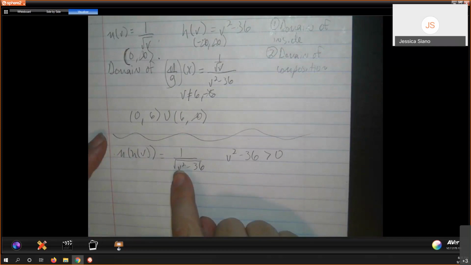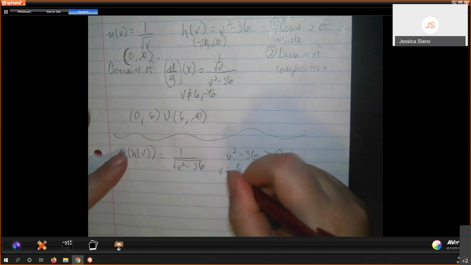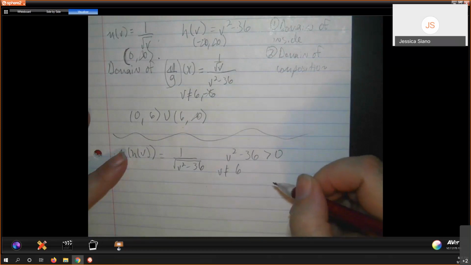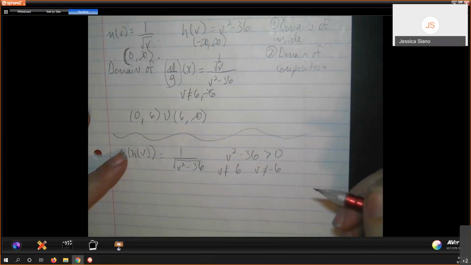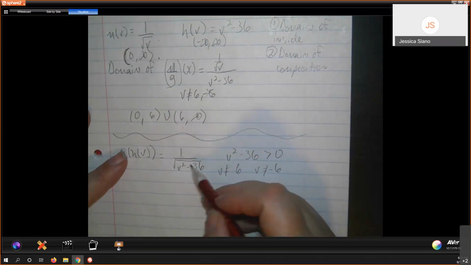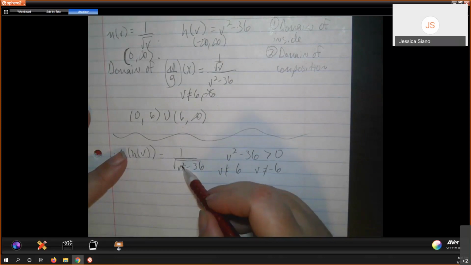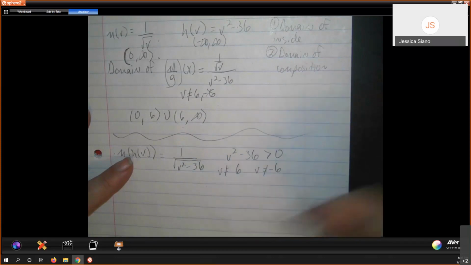Okay? I know that if I plug in a 6, this will be 0. So it for sure can't be 6. I know that when I plug in a negative 6, this will be 0. So it can't be -6 either. What happens if I plug in a number less than -6? Like, let's think about -10. -10 squared would be 100. 100 minus 36 is okay. So the numbers less than -6 are okay.